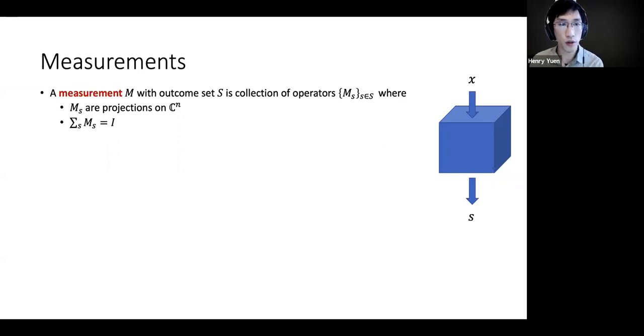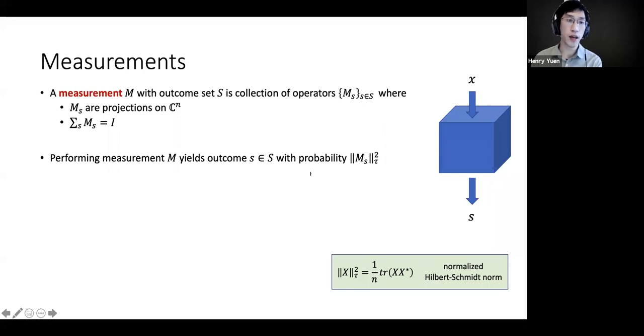So that's the mathematical description of a measurement. Now, inside this box, when it performs a measurement, it yields an outcome s with probability the tau norm of M sub s, squared. So this is the probability of yielding outcome little s. What is the tau norm? It's just another name for the normalized Hilbert-Schmidt norm. You can see that if you sum up these probabilities, you get 1. This comes from the completeness relation on these M sub s's.